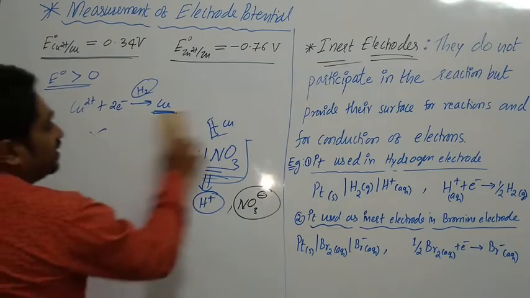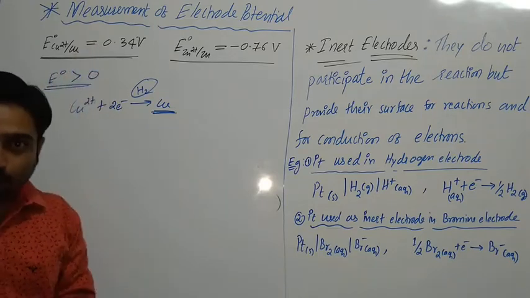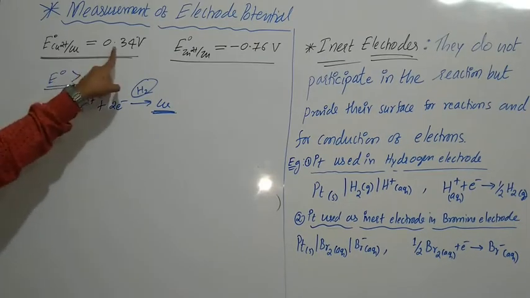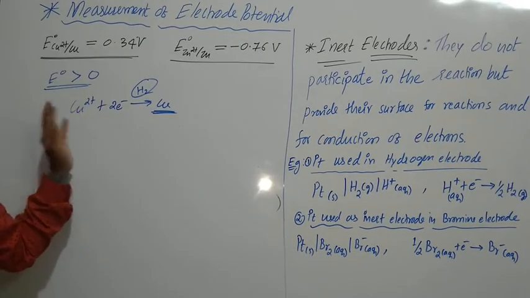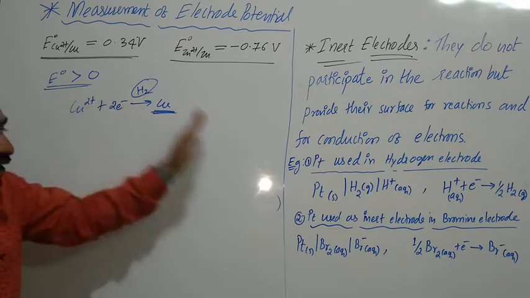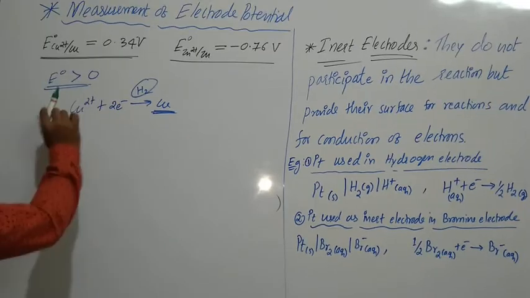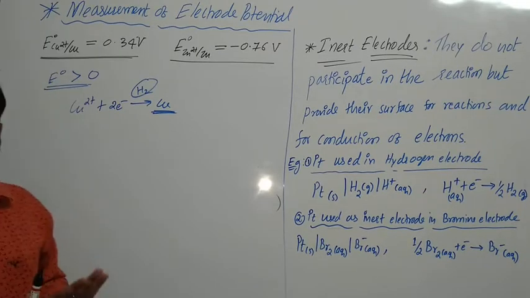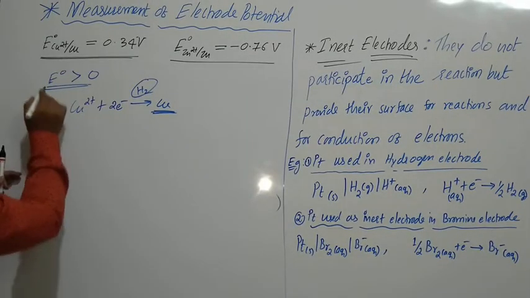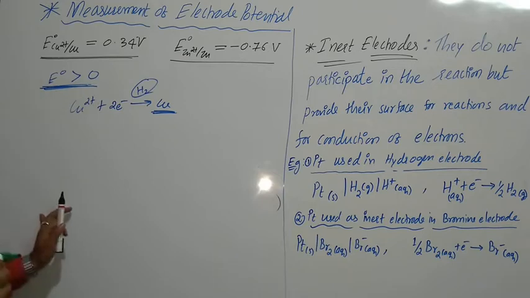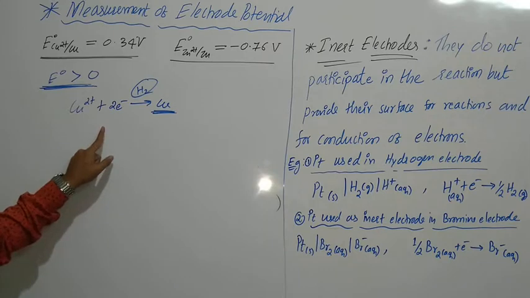Once again, here the electrode potential of copper is positive. That indicates that copper ions are more easily reduced than H+ ions or hydrogen ions. Hydrogen can reduce copper, but hydrogen cannot oxidize copper. Any electrode reduced with respect to hydrogen has an electrode potential greater than 0. Here in this case the copper is reduced with respect to the hydrogen electrode.